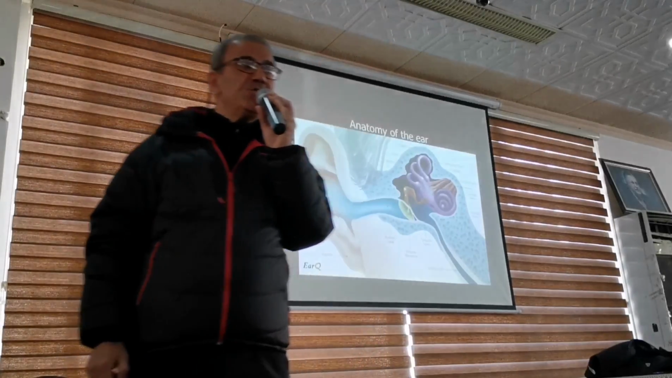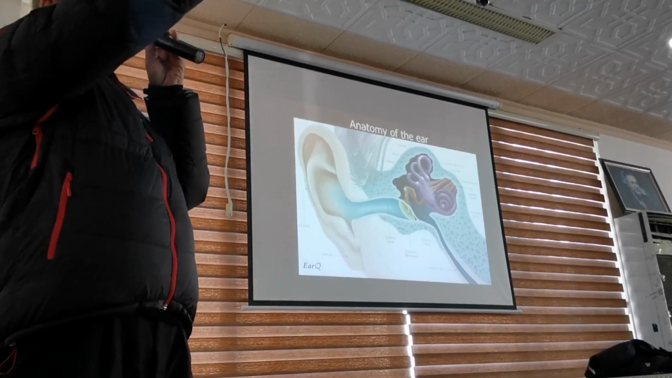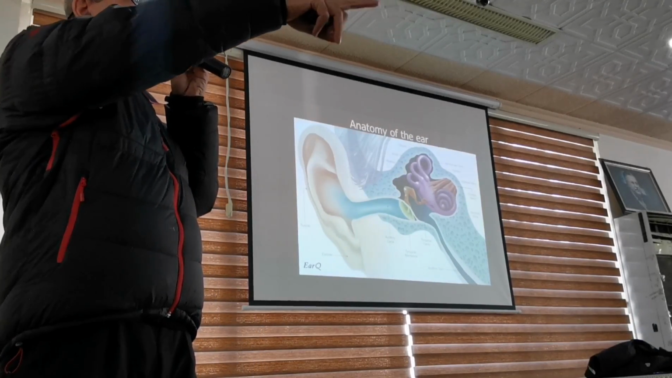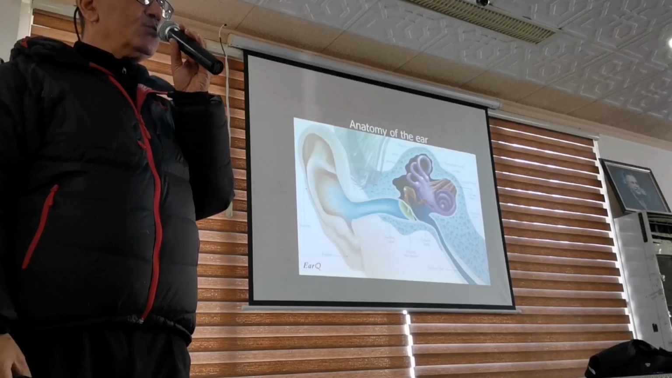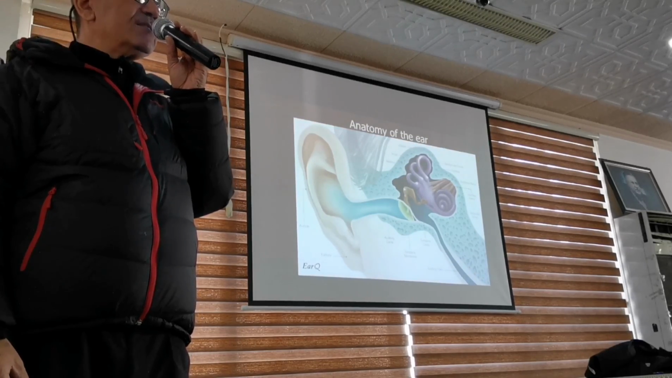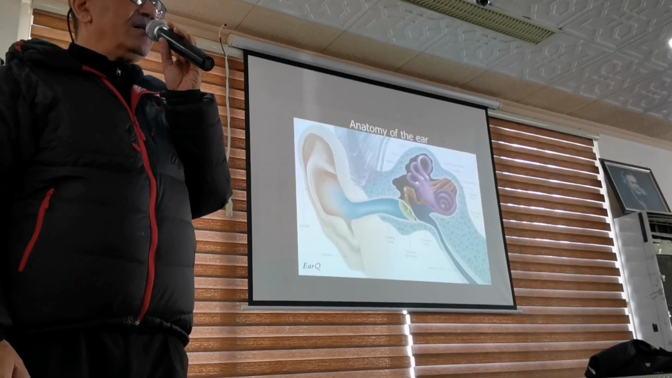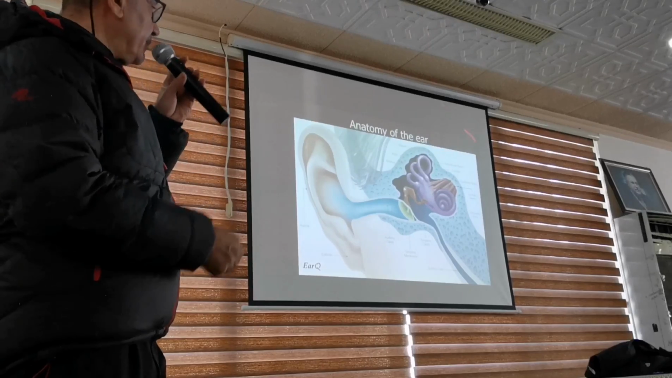So the function of the Eustachian tube. What is the function of the Eustachian tube? To equalize the pressure between the two sides of the tympanic membrane.